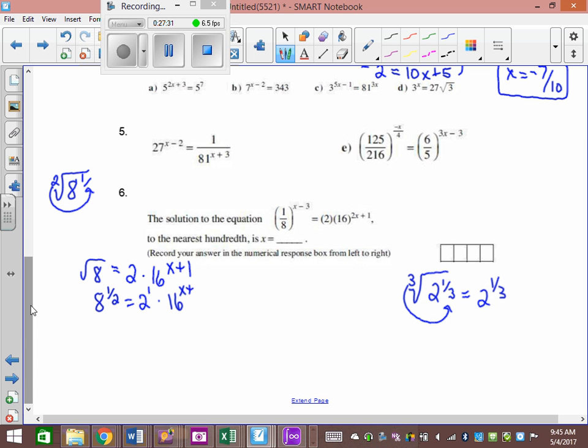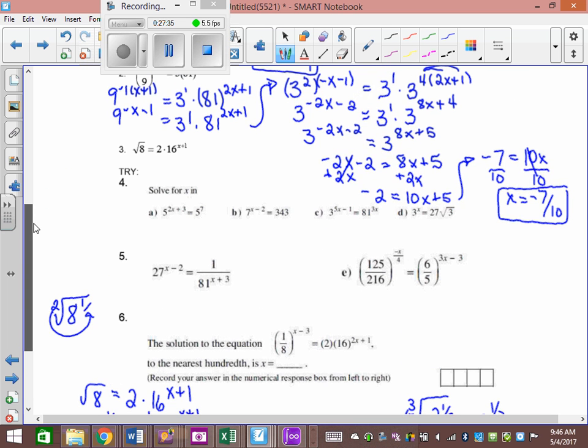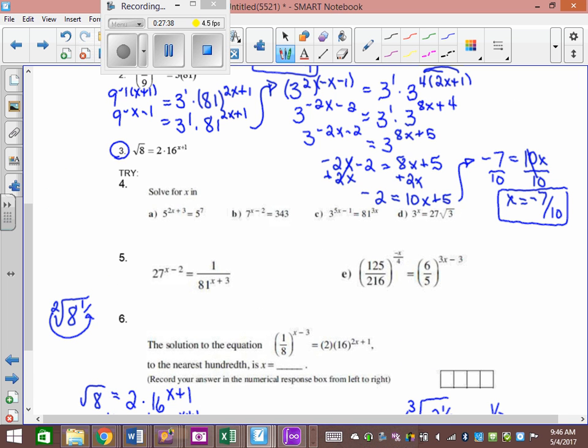What's up? How'd you get square root 8? It was the question up here, sorry. Oh. It's number 3. There's like no space.